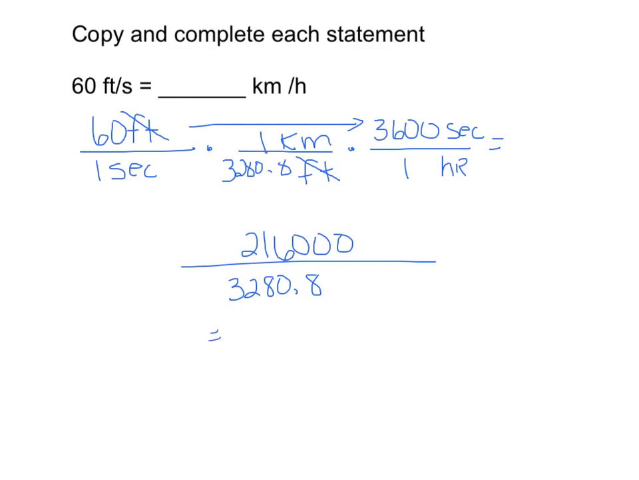So we're going to reduce that since we have a decimal. I'm just going to take 216,000 divided by 3280.8, and I get approximately, so I'm going to make the little squiggle so it says approximately 65.8 kilometers per hour.